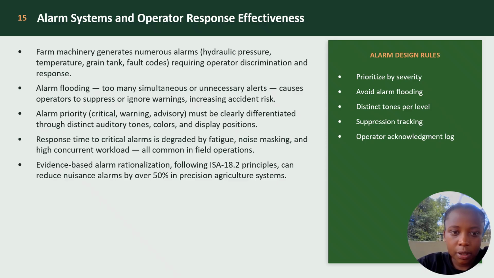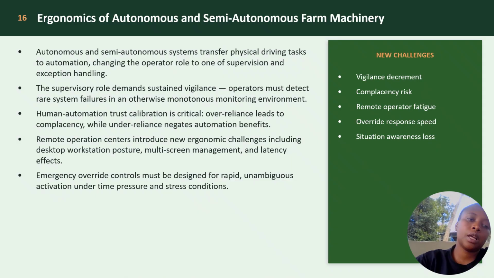The evidence-based alarm rationalization following international standard 18.2 principles can reduce nuisance alarms by over 50% in precision agriculture systems. Alarm design rules: priorities by severity, avoid alarm flooding, distinct tone per level, separation tracking, operator acknowledgement logging.